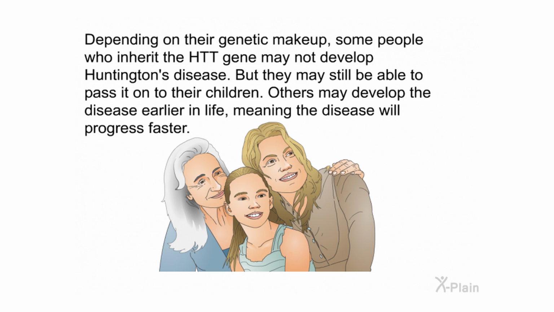Depending on their genetic makeup, some people who inherit the HTT gene may not develop Huntington's disease, but they may still be able to pass it on to their children. Others may develop the disease earlier in life, meaning the disease will progress faster.